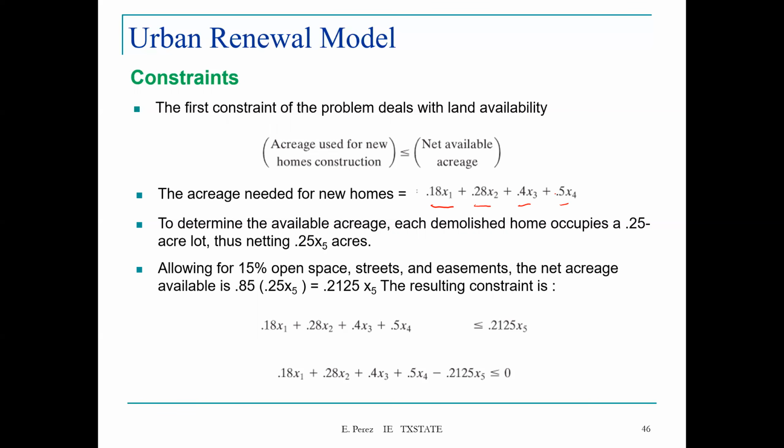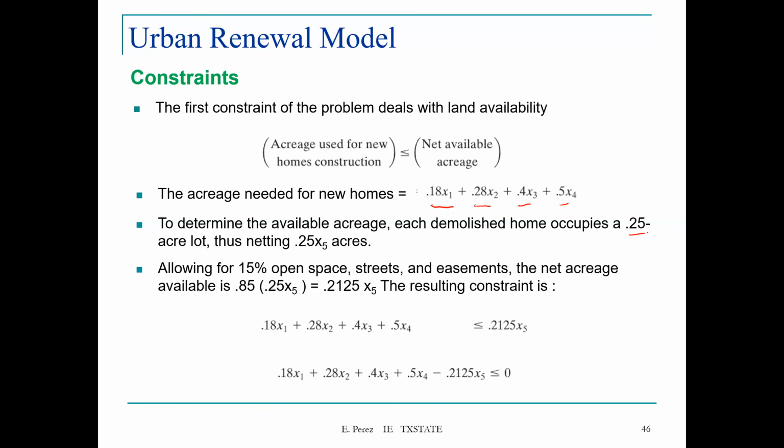But in order to determine the available space, each demolished home occupies 0.25 acre, thus netting 0.25 x5 acres per home that is demolished. So we have that information. We have the space that is needed per unit, new homes. We have the space that is going to be available as we demolish X5 or we increase X5. And now we have to account also for the 15% open space and streets.